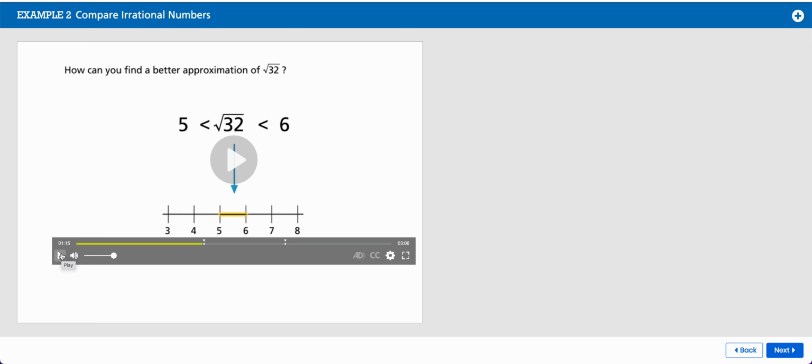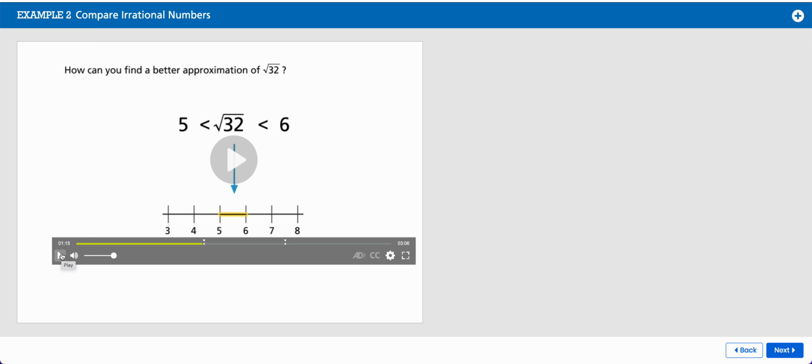And then this part here, even where we're trying to get it a little bit closer, it's good to know it's between 5 and 6, but can I narrow it down a little bit? How would I decide, is it closer to 5 or is it closer to 6? Emery? Well, you would find out, is 32 closer to 36 or 25?